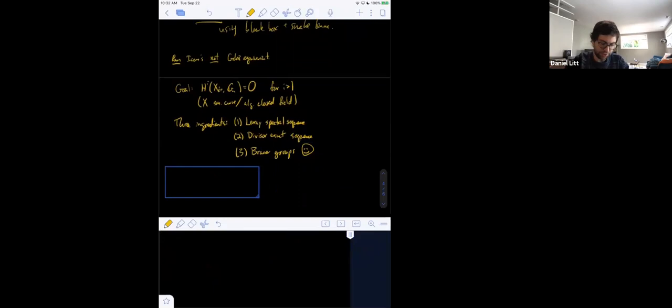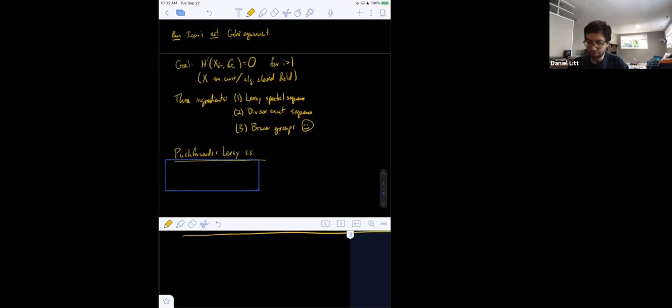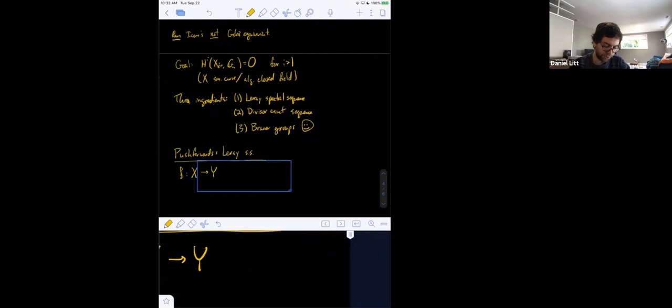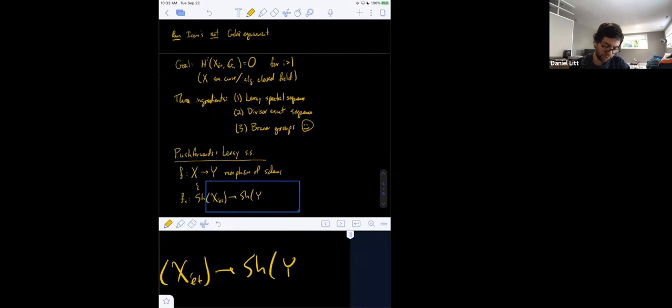We're now starting a new subsection, which I'll call push forwards and Leray spectral sequence. Let me remind you, first of all, what a push forward is. Suppose I have f from X to Y, a morphism of schemes. Then we get a functor, f lower star, from sheaves on X étale to sheaves on Y étale. Can anyone remind me how this functor is defined?